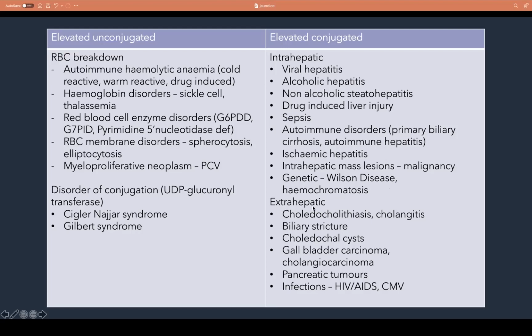Now, outside the liver, there could be a blockage. And what could cause a blockage? Stones, could be a stricture, cysts, cancers, tumors, and even infections could cause this. So it's always good to have an open mind.